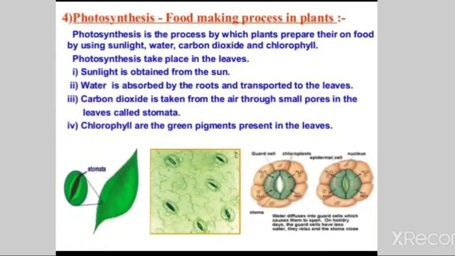Now we will read about photosynthesis. Photosynthesis is the process by which plants prepare their own food by using sunlight, water, carbon dioxide, and chlorophyll. Photosynthesis takes place in the leaves. Sunlight is obtained from the sun. Water is absorbed by the roots and transported to the leaves. Carbon dioxide is taken from the air through small pores in the leaves called stomata. Chlorophyll is the green pigment present in the leaves.